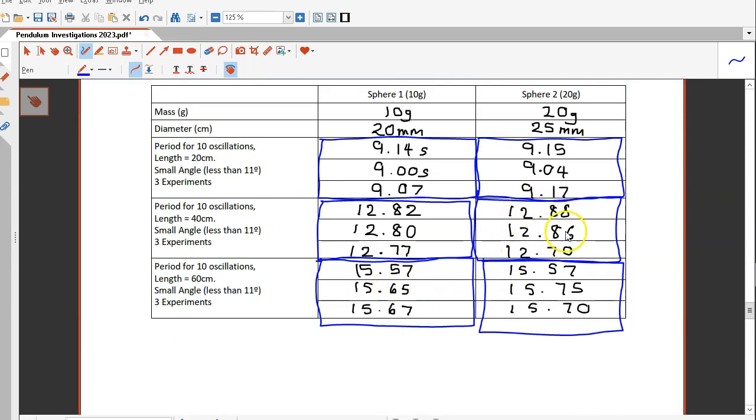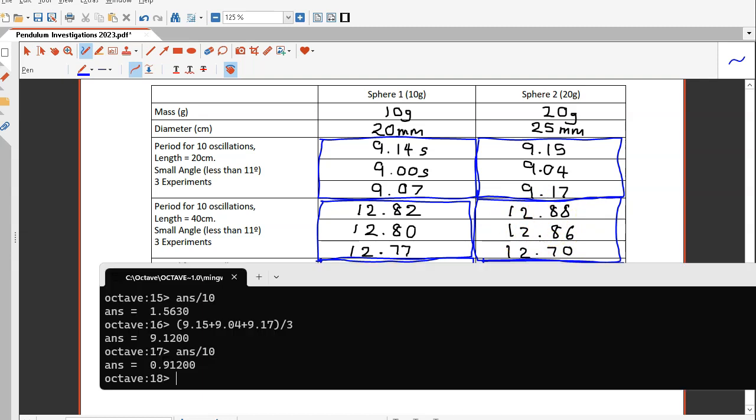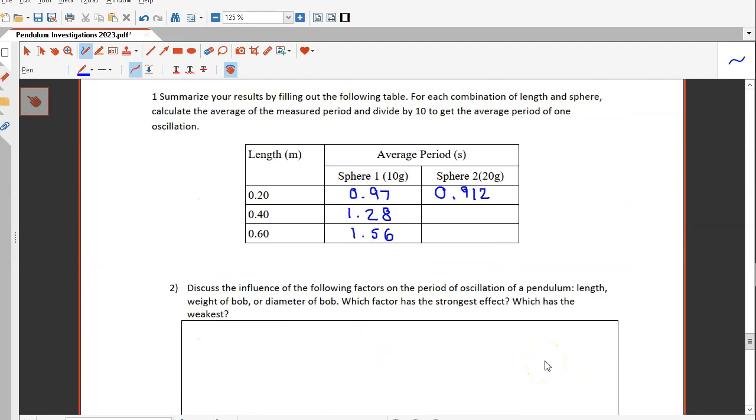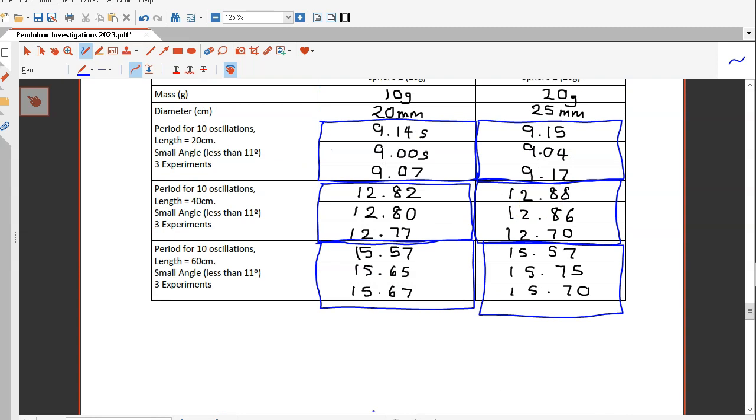Now we're going to take the average of these 3 numbers: 12.88 plus 12.86 plus 12.7 and divide that by 3. And we've got 12.8, and of course we need to divide that answer by 10. And round it to 2 decimal places, that's 1.28. Okay, next one, the last one.